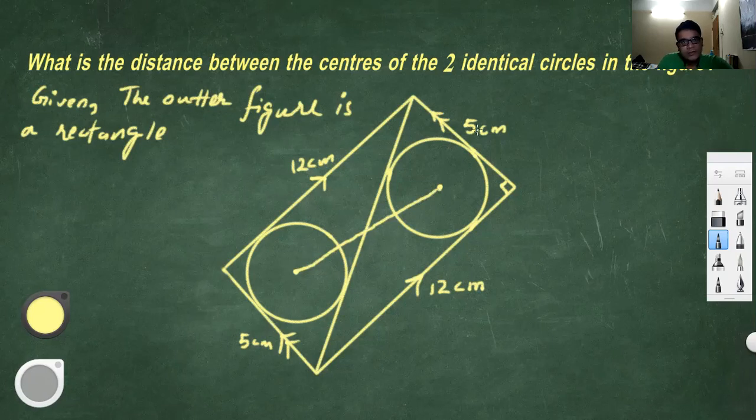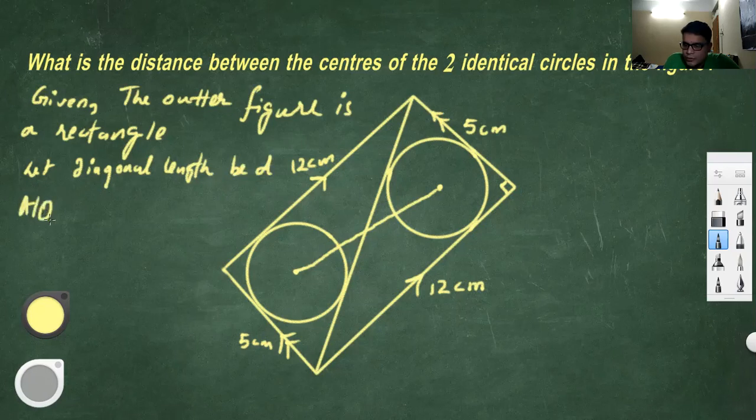Now we know this is a rectangle with 5 centimeters and 12 centimeters as the breadth and the length. Okay, so since it's a right angle, it's a rectangle, we can find the length of this diagonal, isn't it? So the length of the diagonal, we can find by the Pythagoras theorem. Let's say, let the diagonal length be BD.